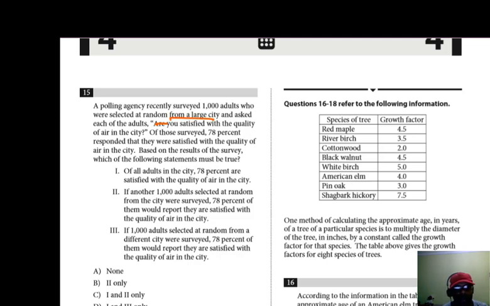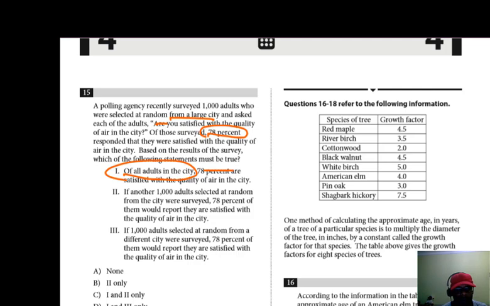Okay, they took 1,000 adults from a large city. They asked each one, are you satisfied with the quality of the air in the city? Of those surveyed, 78% responded that they were satisfied with the quality of air in the city. Based on the result of the survey, which of these must be true?